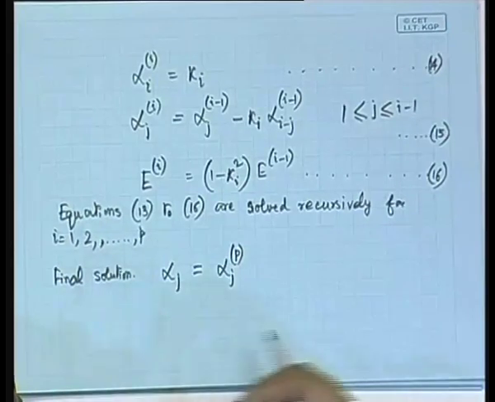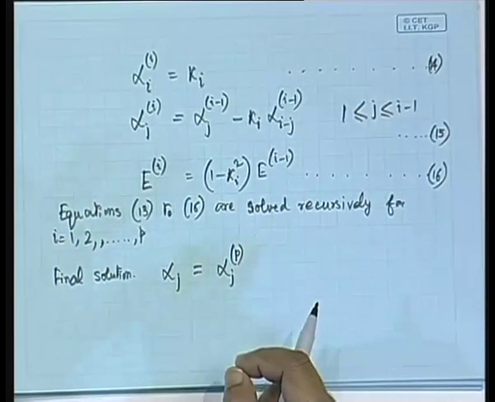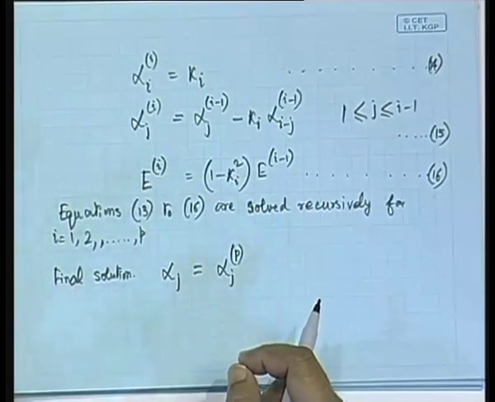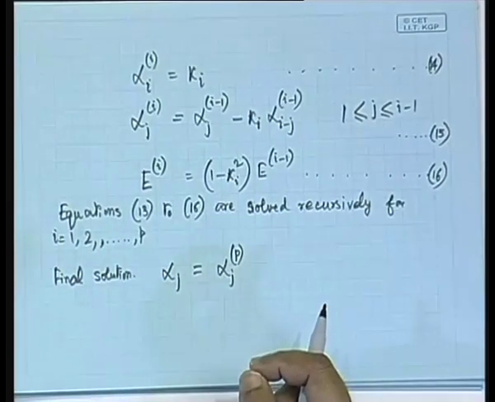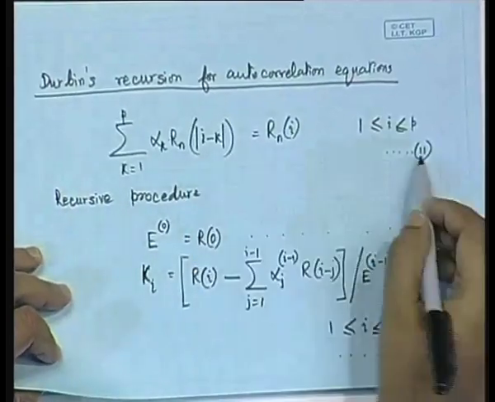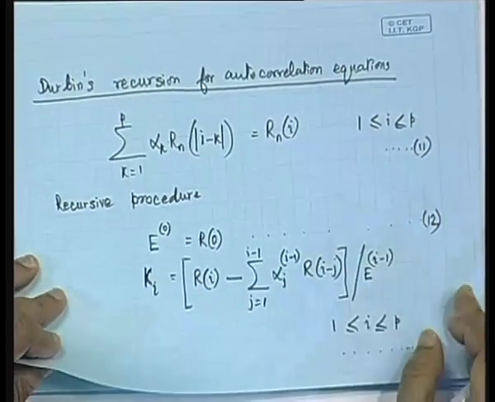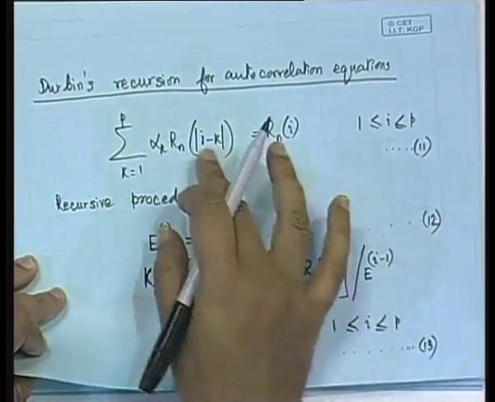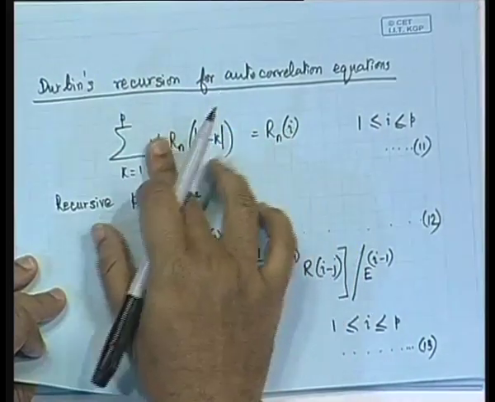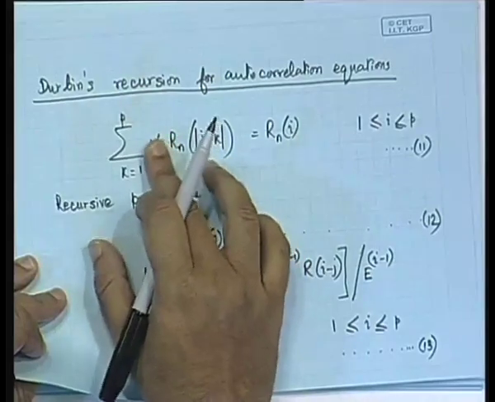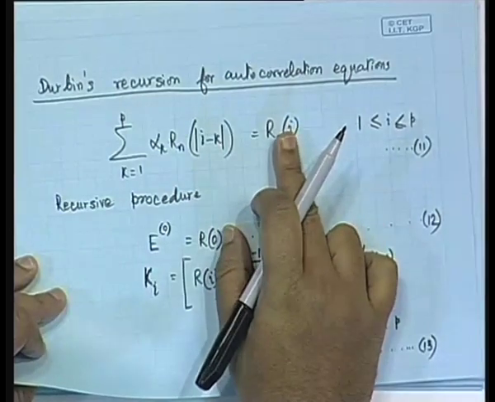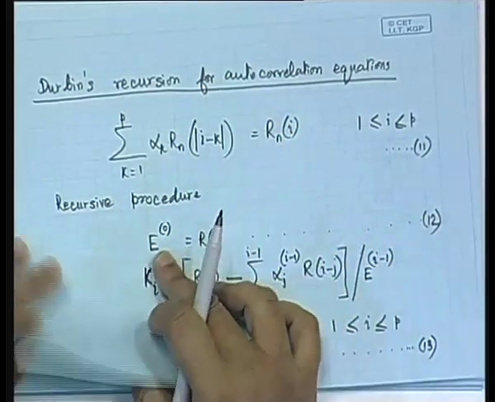So this we can just simply illustrate with a simple example of p equal to 2, a second order predictor. If we take a second order predictor, then from equation number 11, what we have to write is simply a 2 by 2 matrix for this R, and a two element vector, alpha_1 and alpha_2, for this alpha_k, and here again we will be having R_1 and R_2.